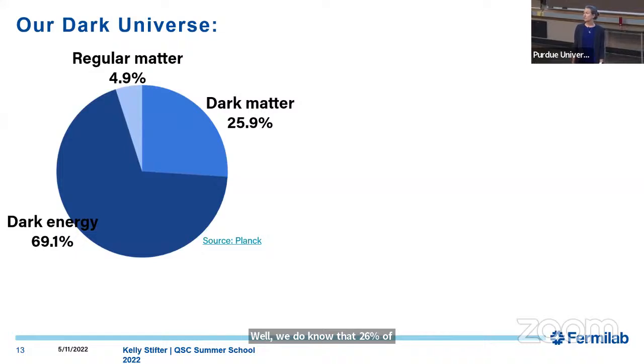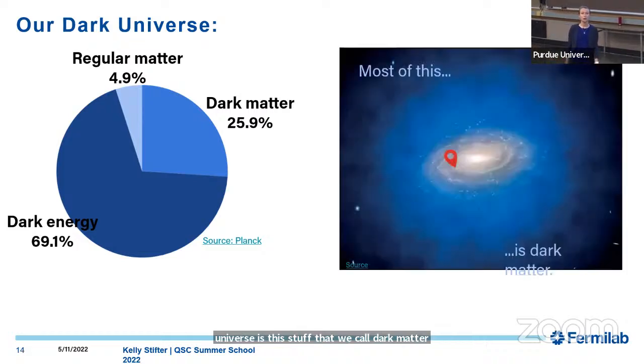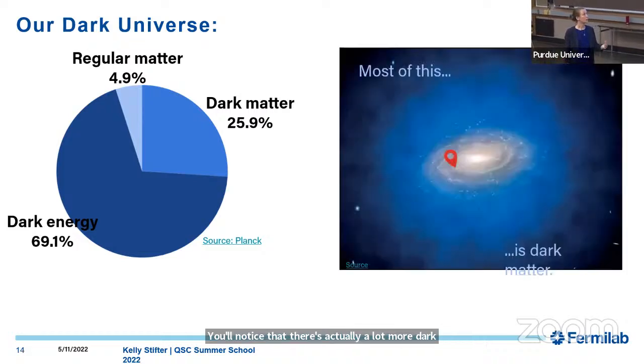26% of the energy density of the universe is this stuff that we call dark matter. You'll notice that there's actually a lot more dark matter than there is regular matter. In fact, our galaxy is swimming in this sea of dark matter. We think that there's dark matter going through us, going through the Earth all the time, every day.